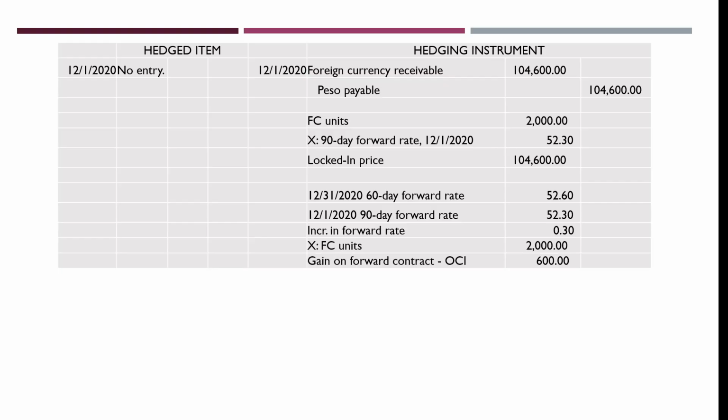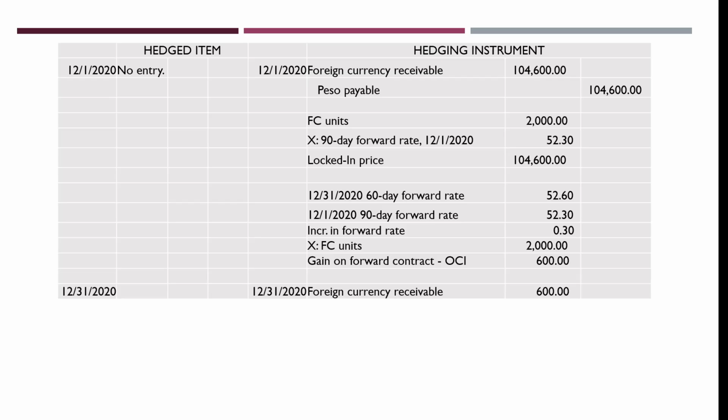Bakit nga ulit gain yan? Kasi naiwasan mo yung pagtaas ng exchange rate. So that is favorable on your part, kaya siya naka-gain. Malinaw. Okay? Na-discuss na natin yung concept niyan nung part 1 pa lang. Okay? So ano journal entry ng December 31? Debit, foreign currency receivable, credit, gain. Pero ire-report mo siya sa other comprehensive income.